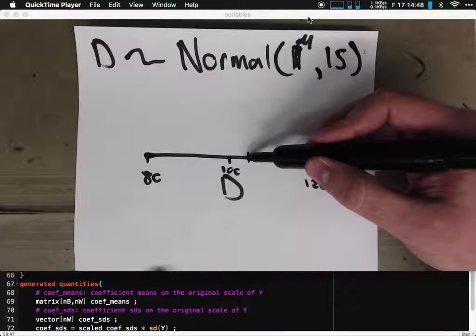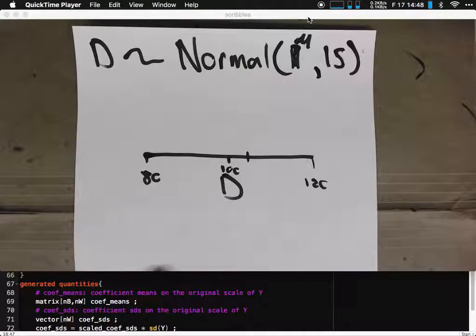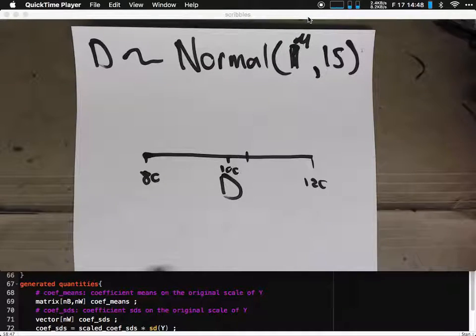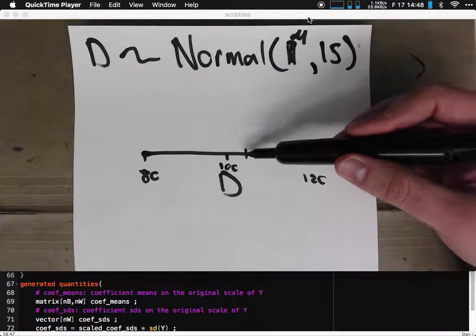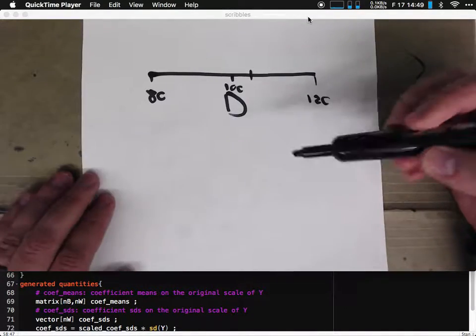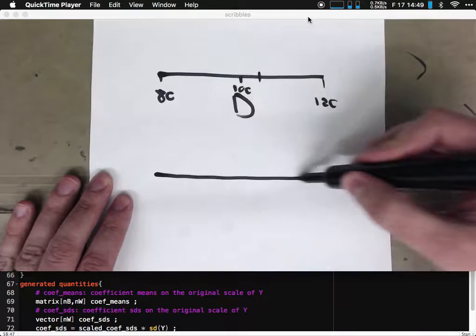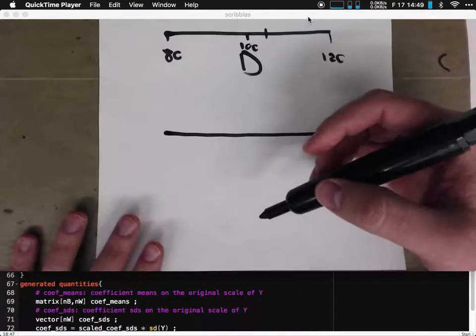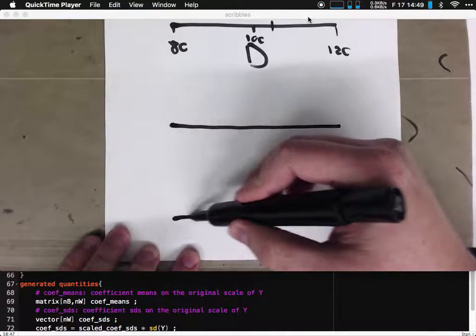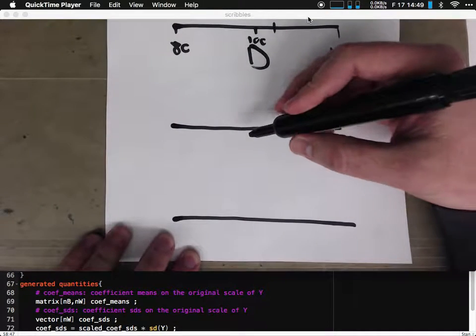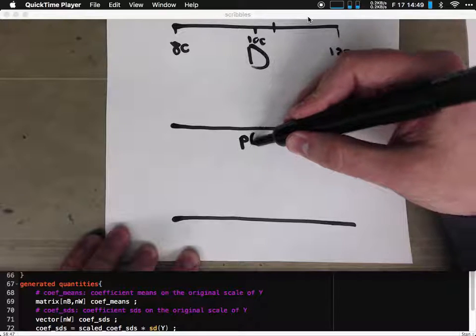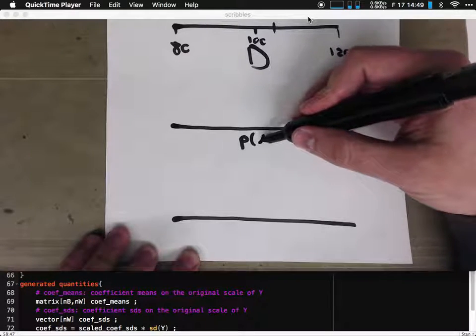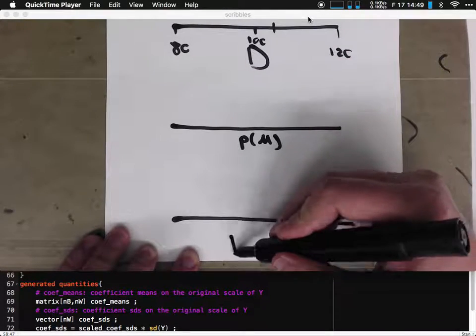Okay, so I observe a value there. So what I need to do is figure out two things. First of all, I want to translate this observation to, I'll put two more curves down here. I'll have a prior and a posterior.